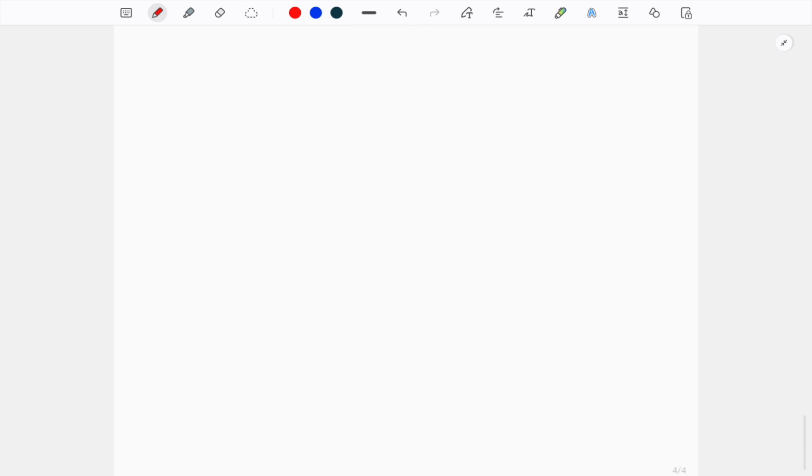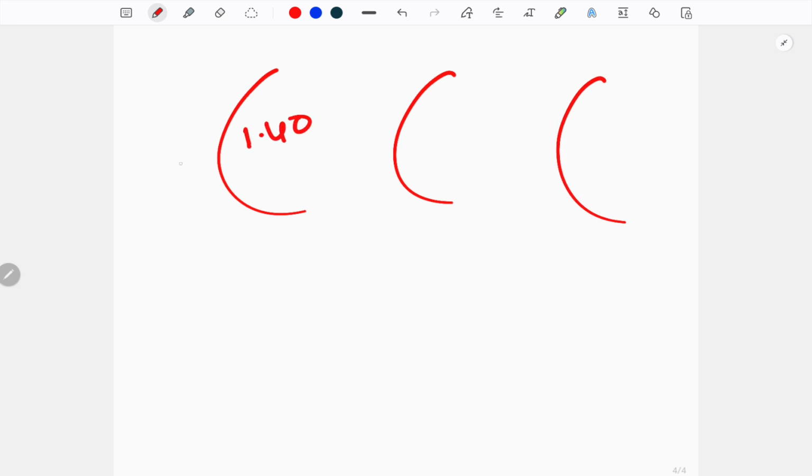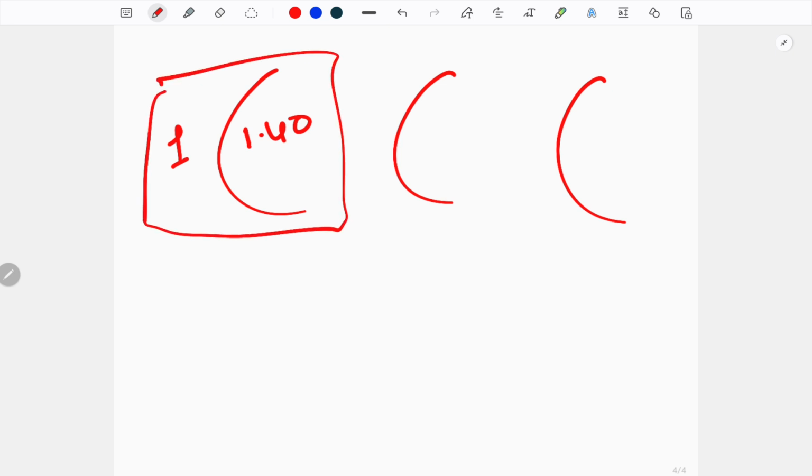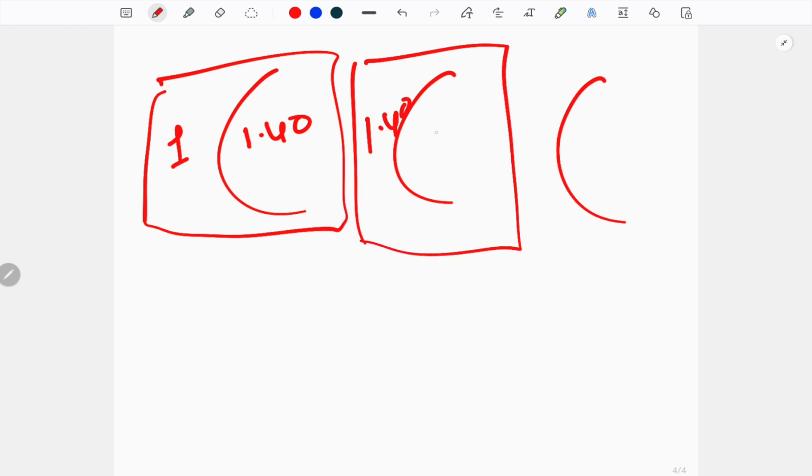Because convex and concave depend on the media, let's take an example of this. If the refractive index of this medium is 1.4 and this medium is 1, then definitely it is convex. But if the refractive index of this medium is 1.4 and this medium is this, now this is concave. This is minus power. This is plus power. So it depends on which medium bulges out into which medium. Are you getting the concept?